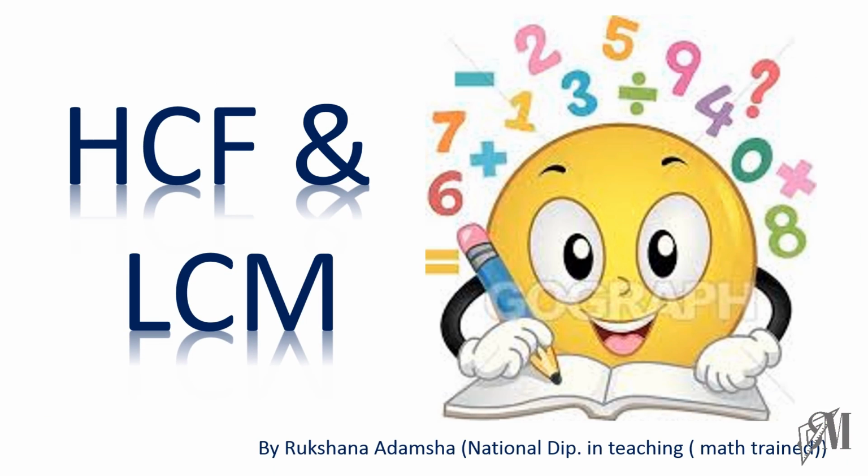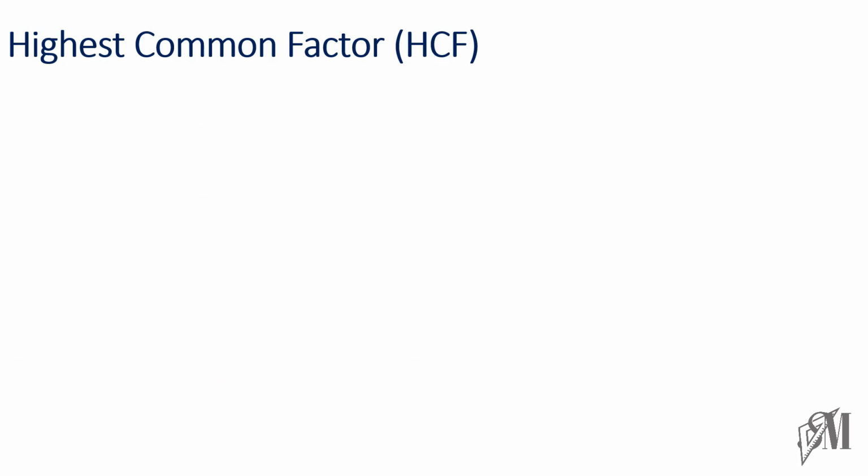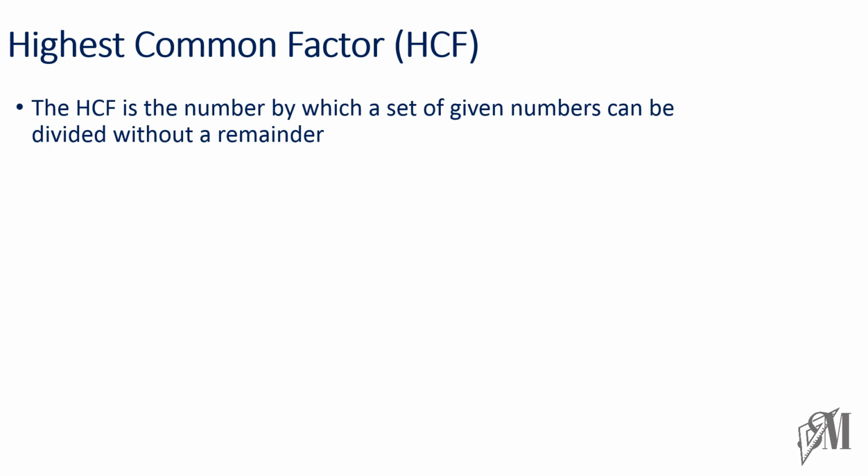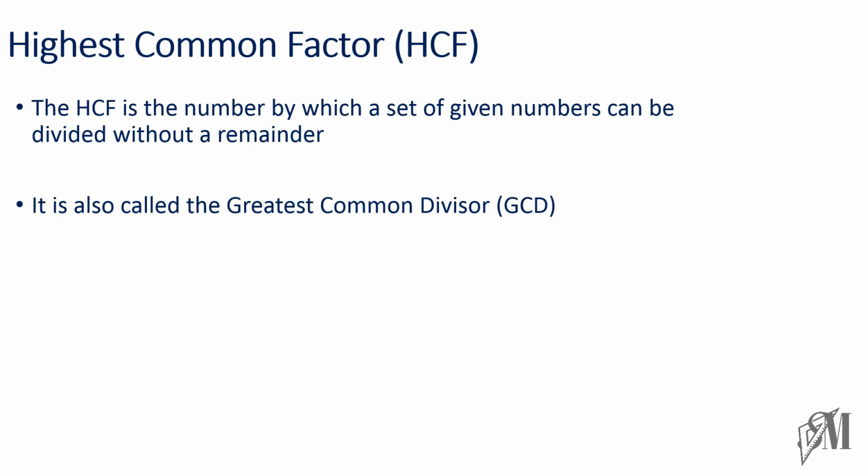Through this video, we are going to study HCF and LCM. So let's get started by looking at what is HCF, or in other words, highest common factor. The HCF is the number by which a set of given numbers can be divided without a remainder. It is also called the greatest common divisor.